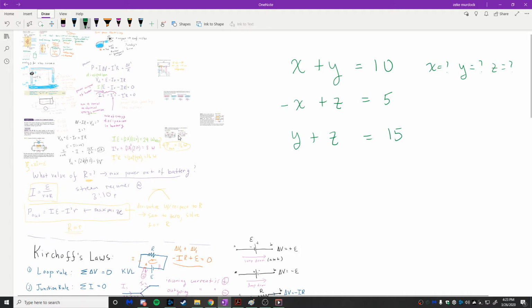I hope I didn't mess this up. What are you guys finding as you solve these equations? What's happening? What's the problem? What are you guys noticing happens? Can't single out any one variable. What does that mean? Can't solve for any of the variables. Why not? What's the reason? Why can't you solve for any of the variables here? What keeps happening?